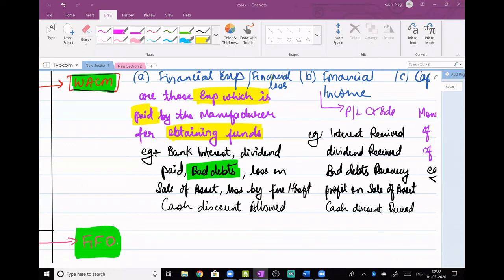You know something called RDD, reserve for doubtful debts. Why is it created? To write off such bad debts. Is that clear? So as per the logic that, as a manufacturer I'm not able to recover my bad debts, I cannot charge this expense or this loss to the total cost. Okay, that is the reason.